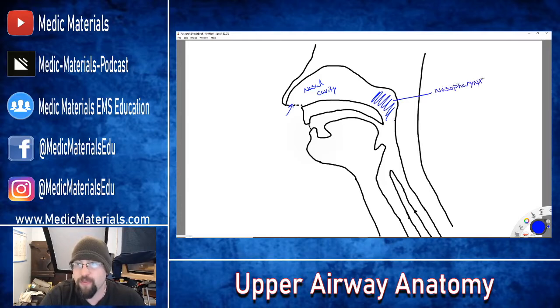So then, if we have the nasal passageway, we must have an oral passageway as well, right? This is the mouth here, and it turns into the oral cavity. And this area right here is going to be your oropharynx.